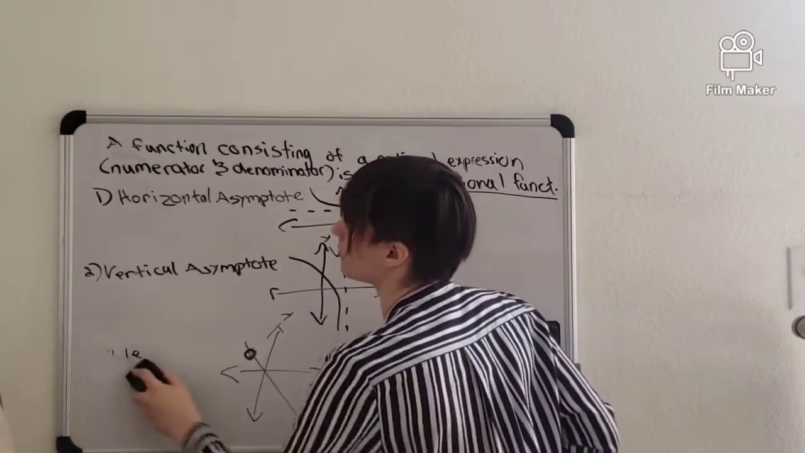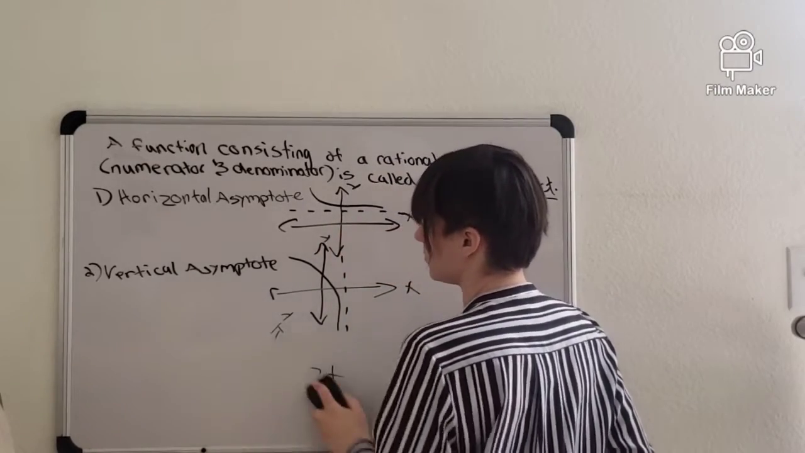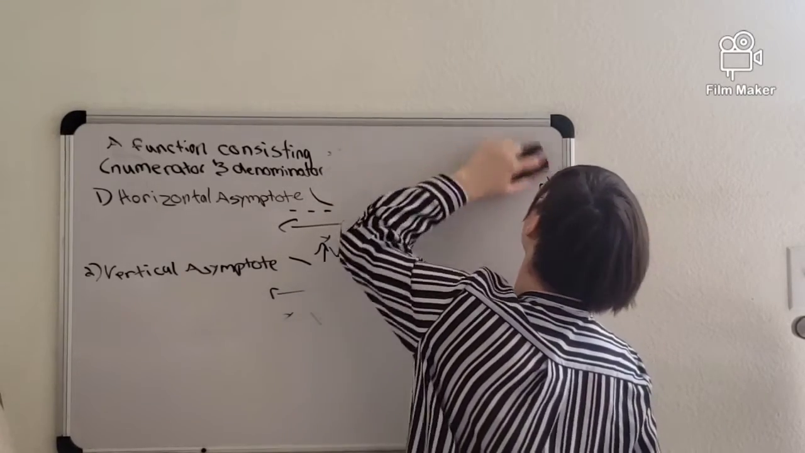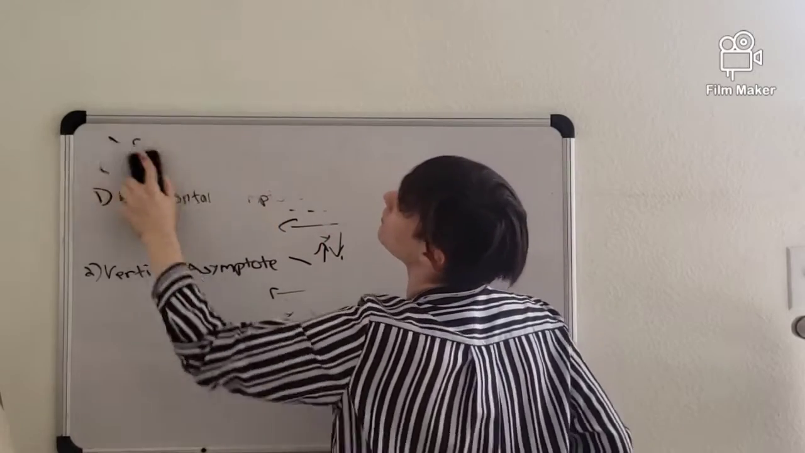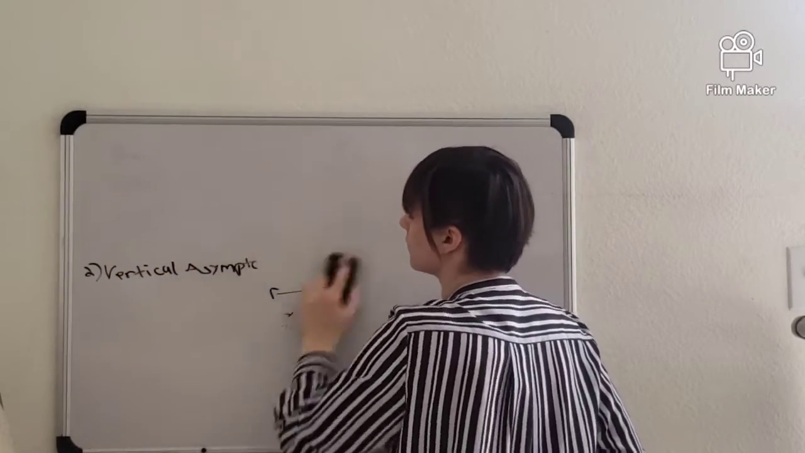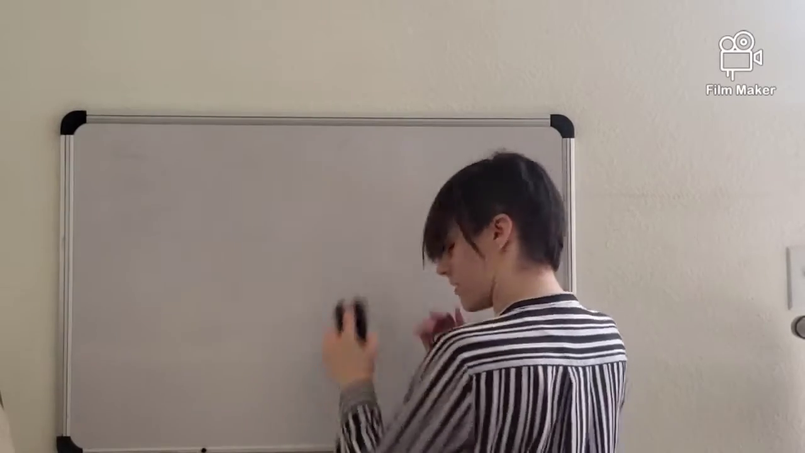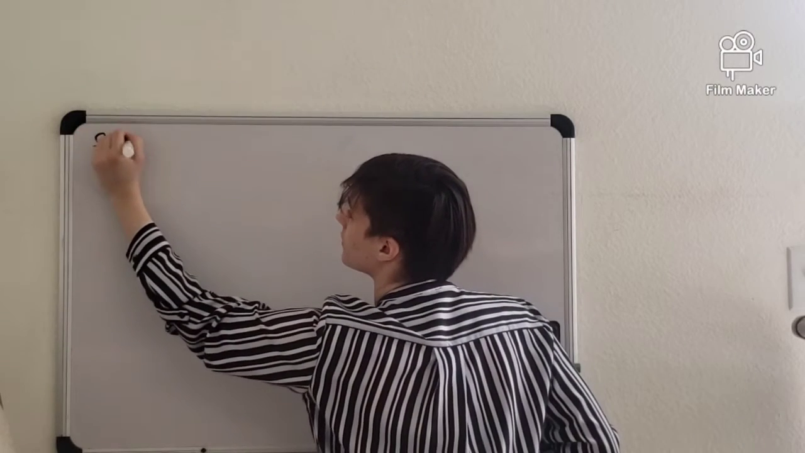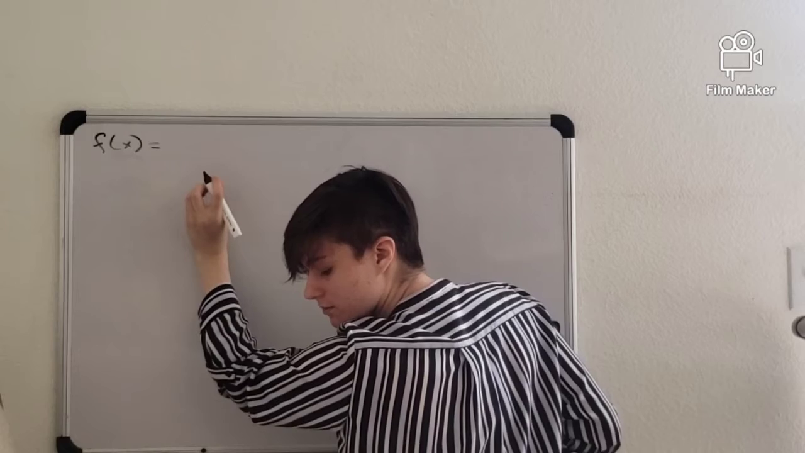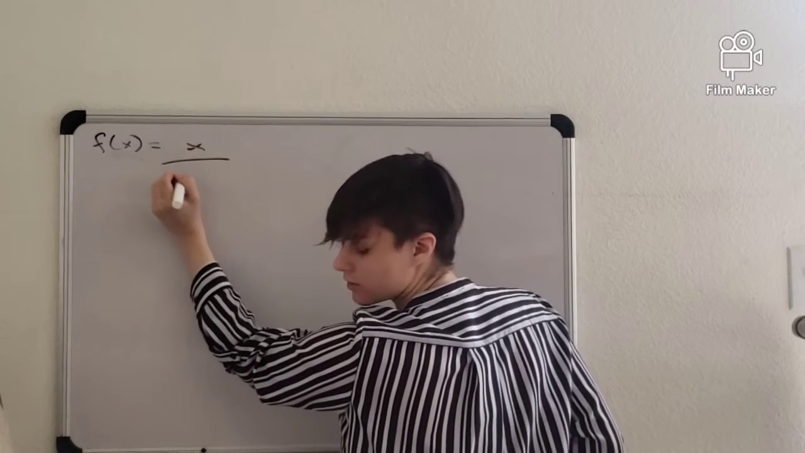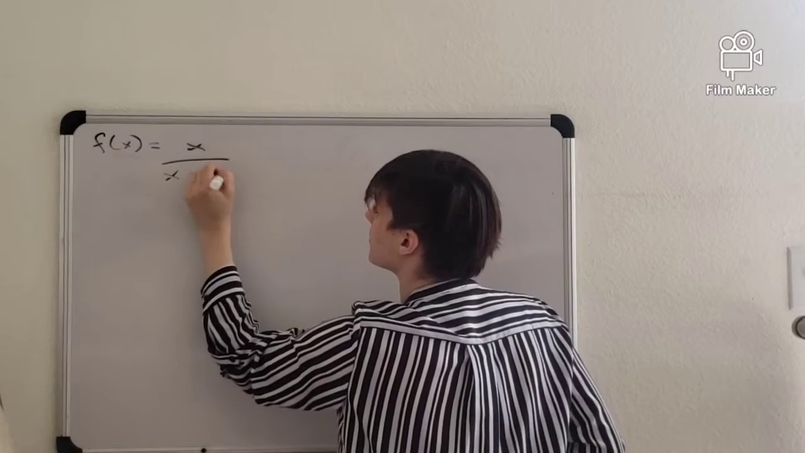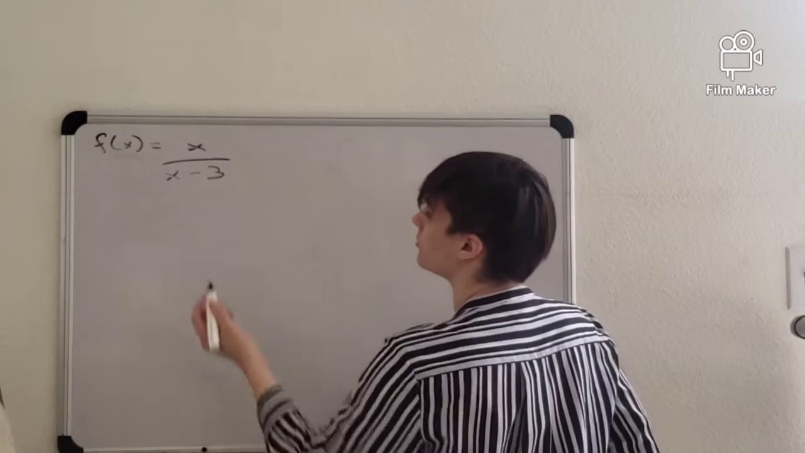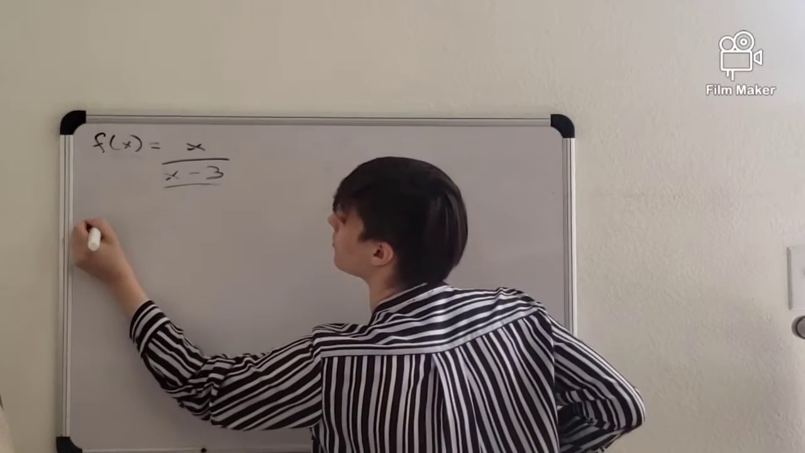So, the first example we're going to do, as soon as I erase this board, of a rational function. Okay, first we're going to learn about vertical and horizontal asymptotes. So, example 1 is going to be f of x equals x over x minus 3. So, vertical asymptotes, what you would do is you'd set this denominator equal to 0.